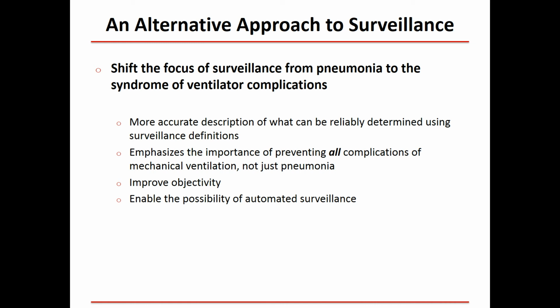And this has a couple of advantages. Number one, it's a more accurate description of what we can and cannot tell using surveillance definitions. They really are not good at saying who does or does not have pneumonia. But if we focus our surveillance on the syndrome of complications in general rather than pneumonia in particular, it also has the implication that we ought to be channeling our prevention efforts to preventing all complications of mechanical ventilation, not just pneumonia. Why do we only care about pneumonia alone? What about ARDS, pulmonary edema, atelectasis, all the other things that can go wrong in a ventilated patient?